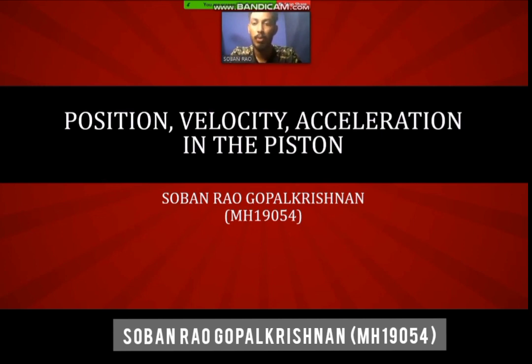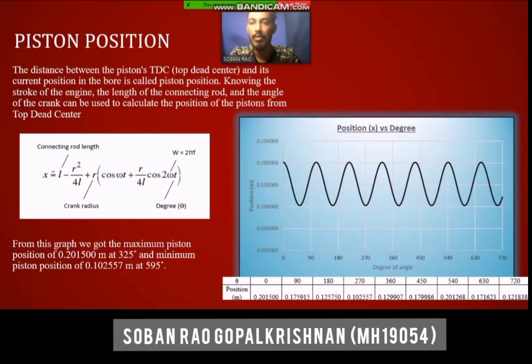Today I'm going to explain about position, velocity and acceleration in the piston of our modern Proton Perdana. Okay, next we'll see the piston position. The distance between the piston TDC and its current position in the bore is called piston position. Knowing the slope of the engine, the length of the connecting rod, and the angle of the crank can be used to calculate the position of the piston from top dead center.